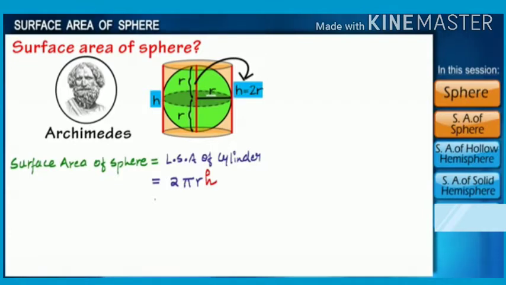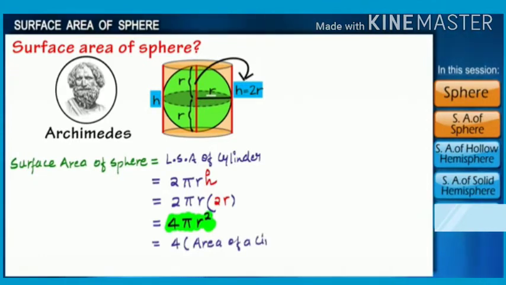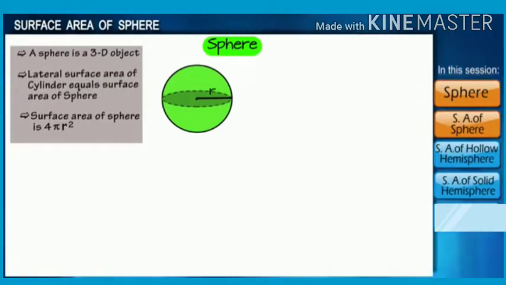So what is the lateral surface area of the cylinder? It is 2 pi r h. Now putting the value of h, we will get 2 pi r into 2r, which gives us the answer 4 pi r square. Thus, the surface area of a sphere is 4 pi r square, which we can also say is 4 into the area of a circle, as the area of a circle is pi r square. So the surface area of a sphere is 4 pi r square.